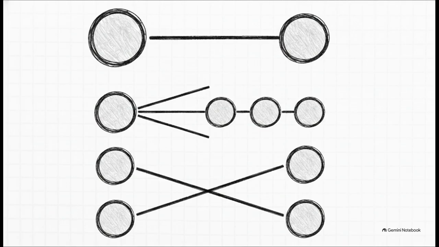You've got your one-to-one relationship where a single record in one table matches up with exactly one record in another. Then there's the one-to-many relationship where one record connects to multiple others. And finally, you have the wildly complex many-to-many relationship. These three structures are the absolute blueprint for how all data flows and connects within our system.